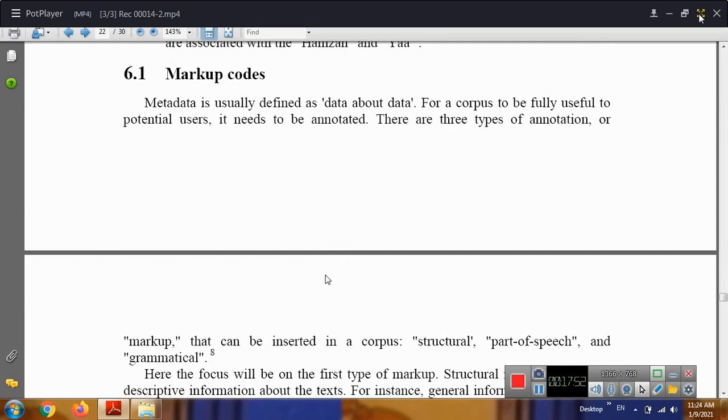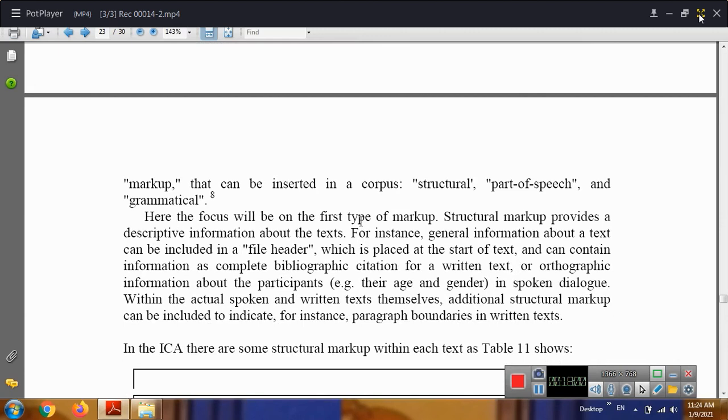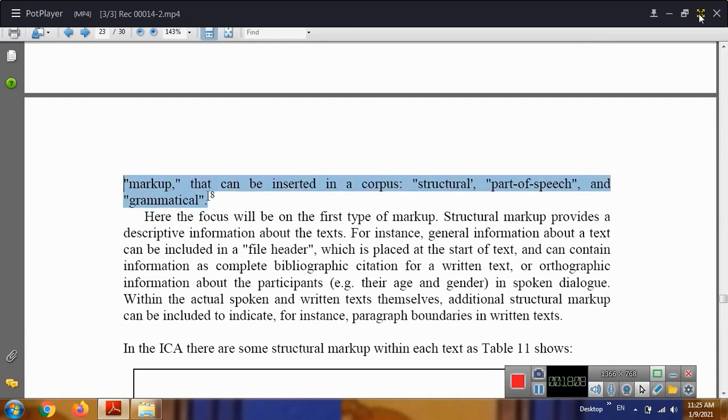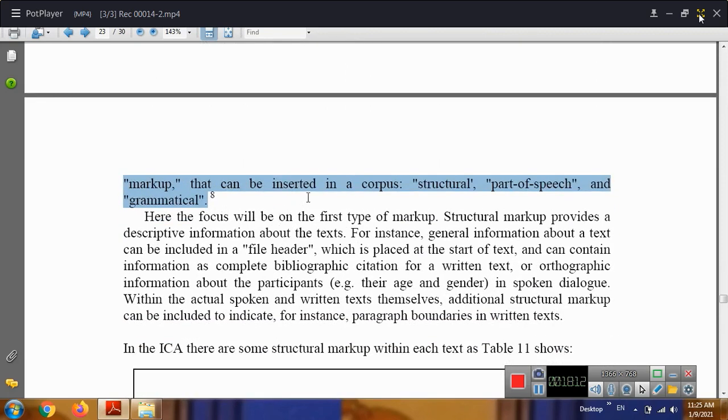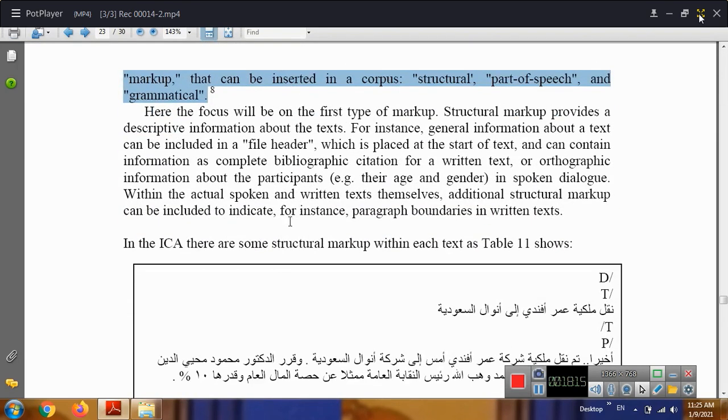Metadata is usually defined as data about data. For a corpus to be fully useful to potential users, it needs to be annotated. There are three types of annotation or markup that can be inserted in a corpus: structural, part of speech, and grammatical. You should know these three types of annotation or markup: structural, part of speech, and grammatical. Here, the focus will be on the first type of markup.